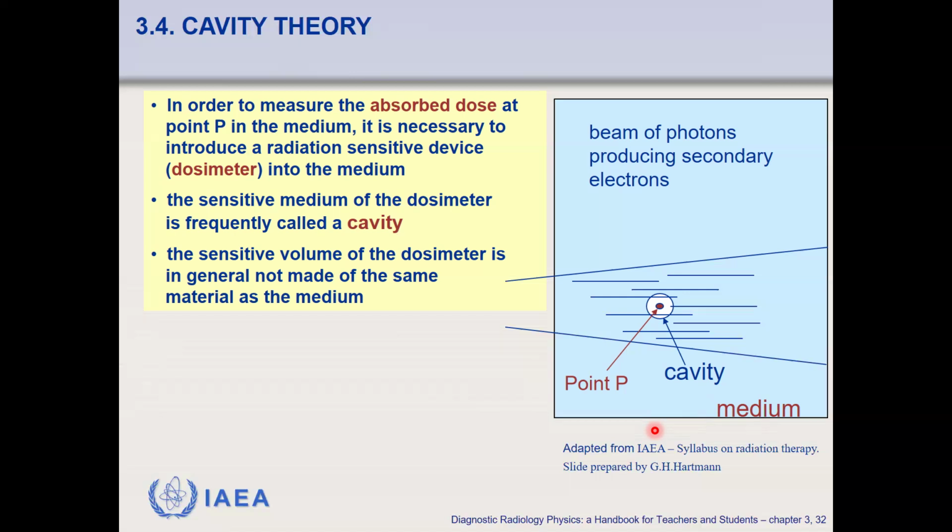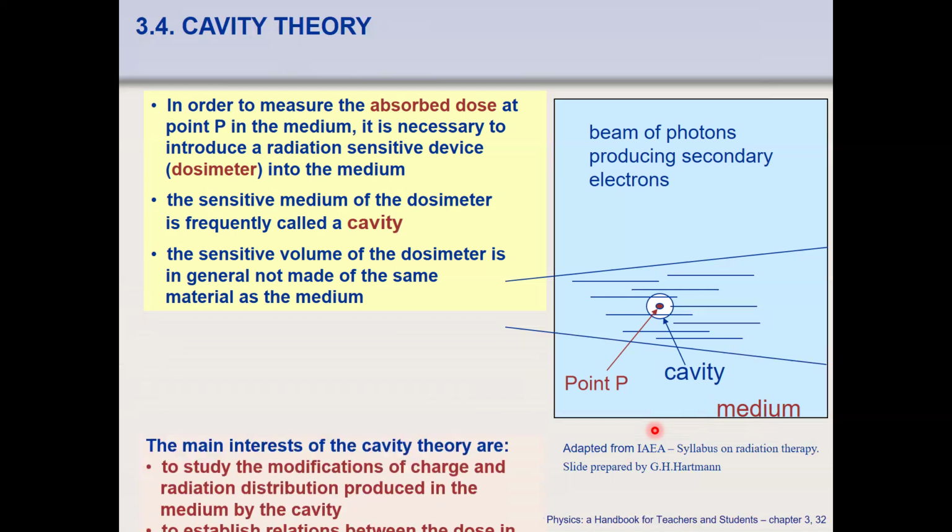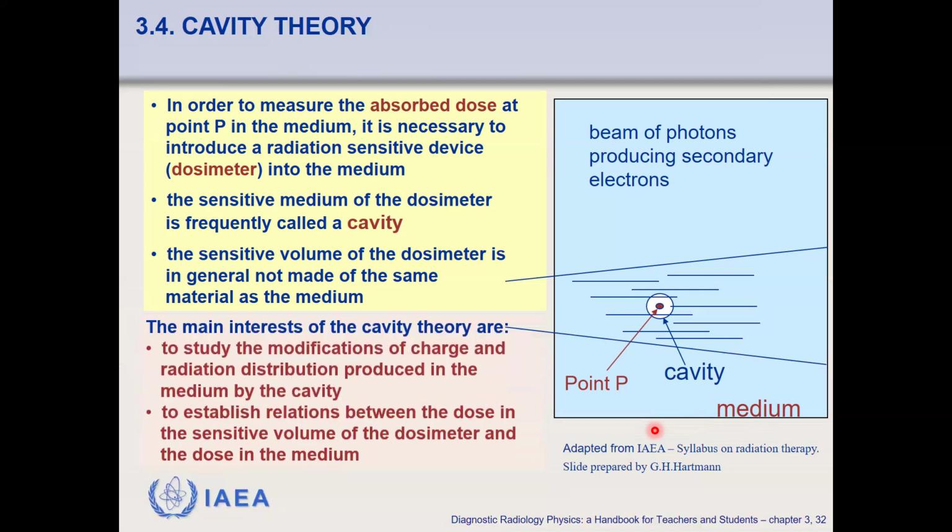There is a difference when we compare the dose deposited in the cavity to that deposited in the surrounding medium. The main interest of the cavity theory is to study the modifications of charge and radiation distribution produced in the medium by the cavity. This is the main interest. Also to establish this relationship between the dose in the sensitive medium, the sensitive volume of the dosimeter, and the dose in the medium, in the surrounding environment.